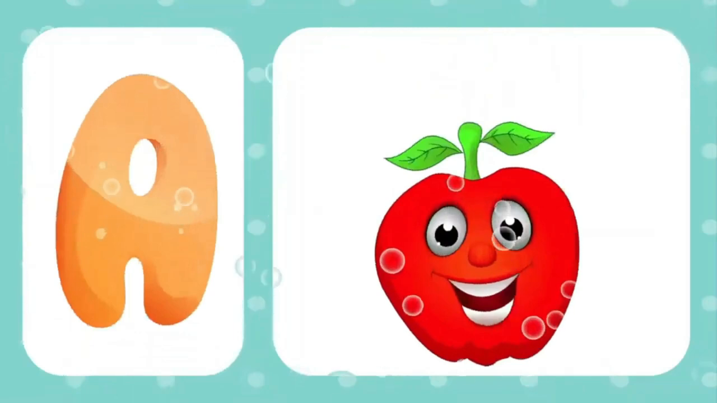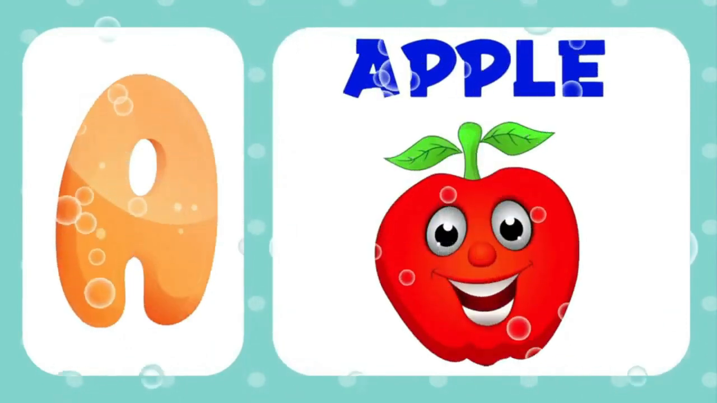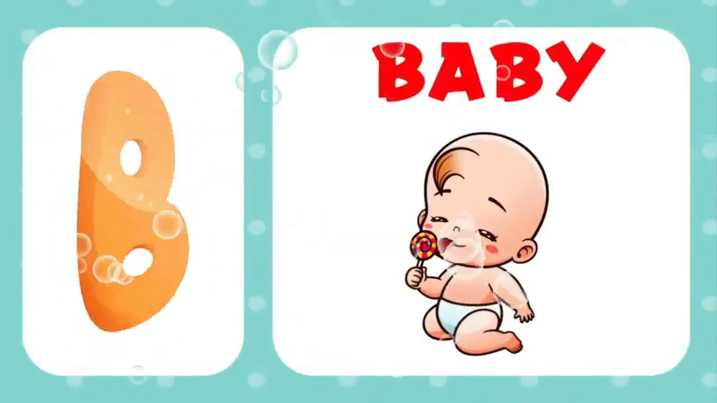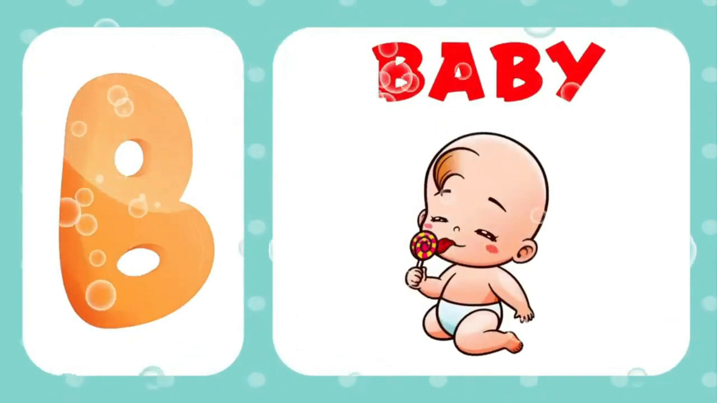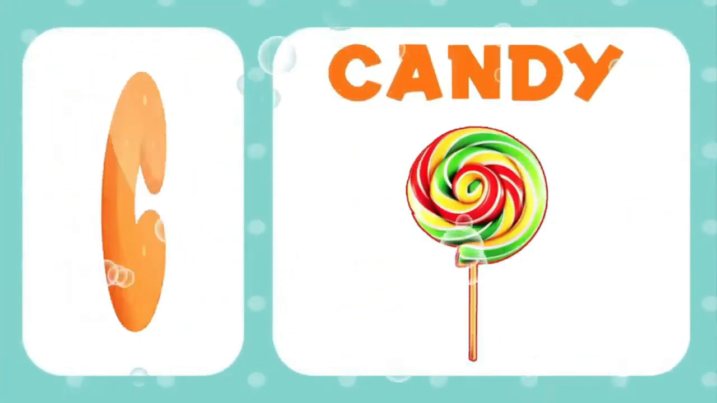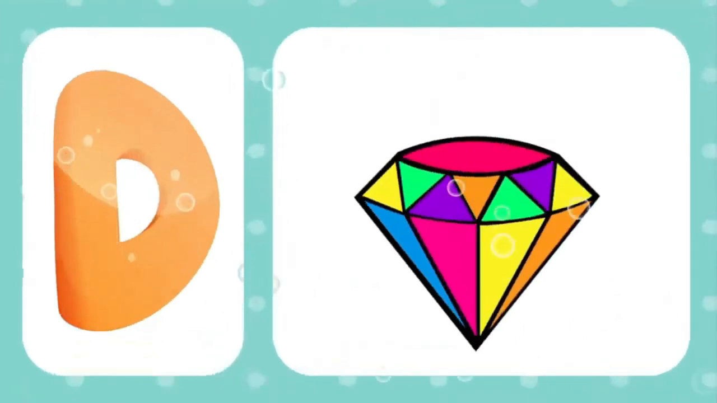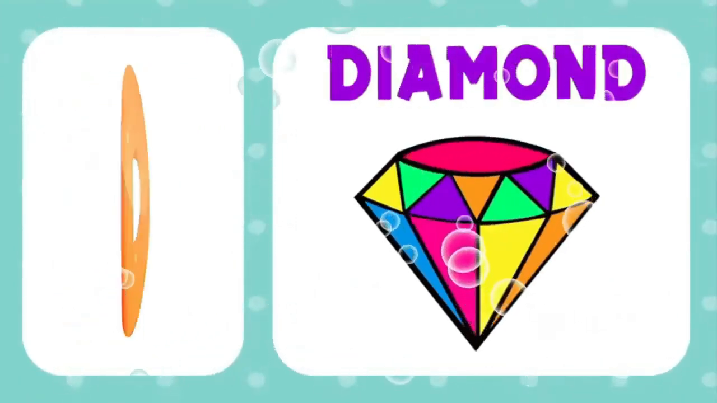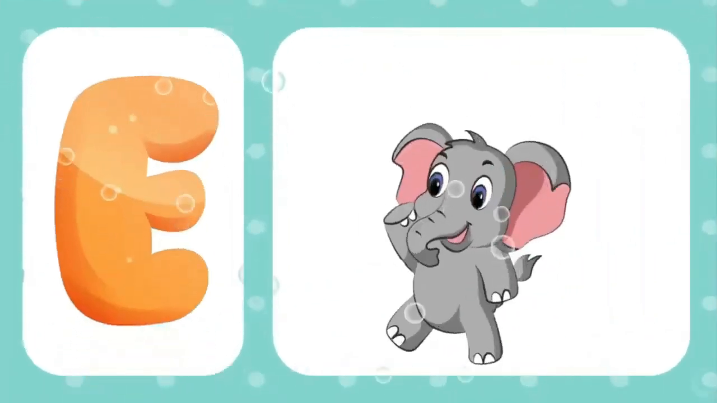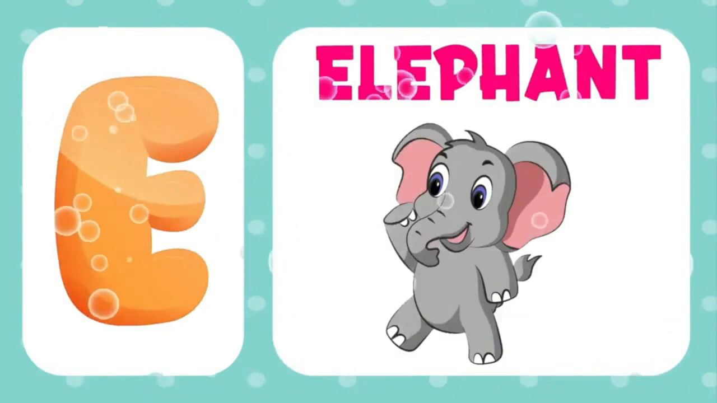A is for apple. A, a, apple. B is for baby. B, b, baby. C is for candy. K, k, candy. D is for diamond. D, d, diamond. E is for elephant. E, e, elephant.